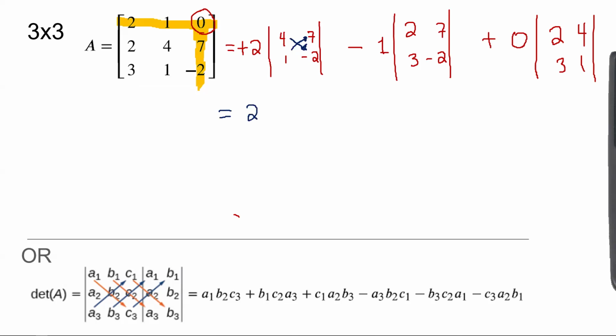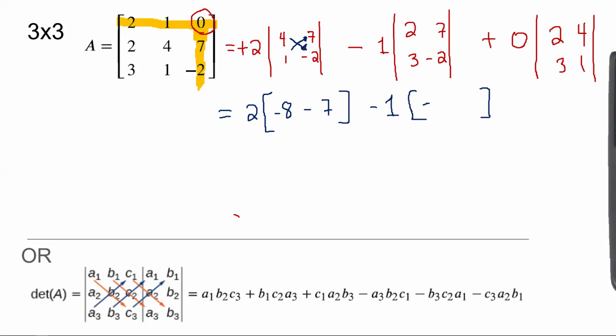I'd have that 2 out front. Let's put some brackets to hold that 2 outside until we're ready for it. And then in here, I've got a 4 times -2, which would be -8. And then I'm subtracting 1 times 7, which would be 7. And I move on to the next one. I've got -1. Here's some brackets for the determinant of the second minor.